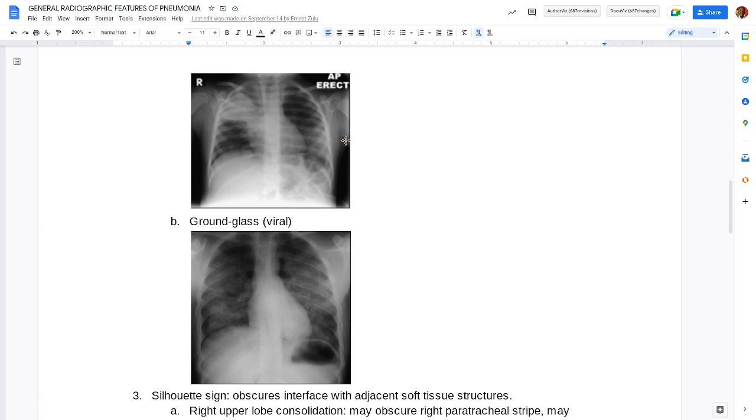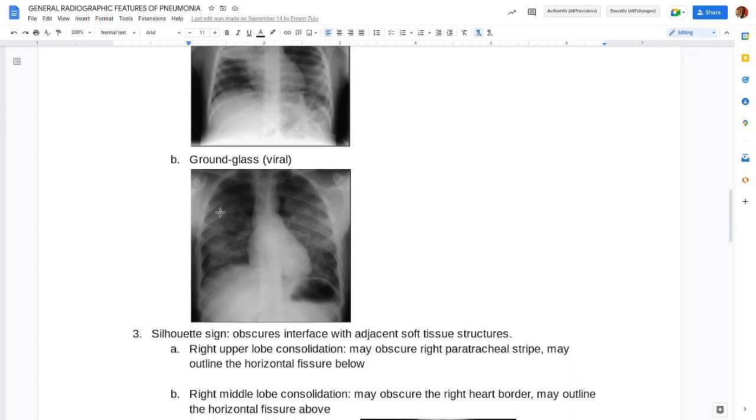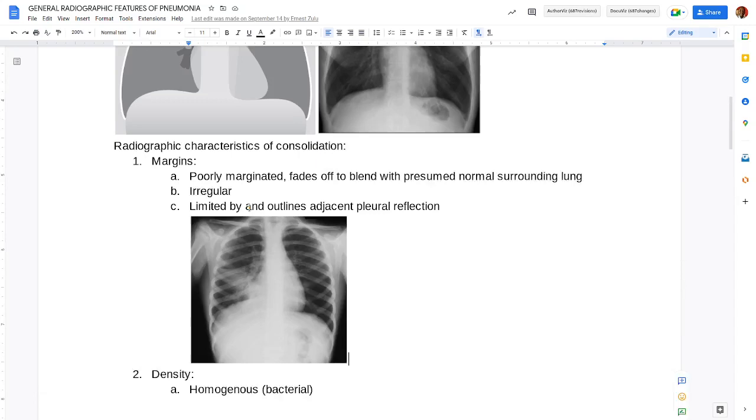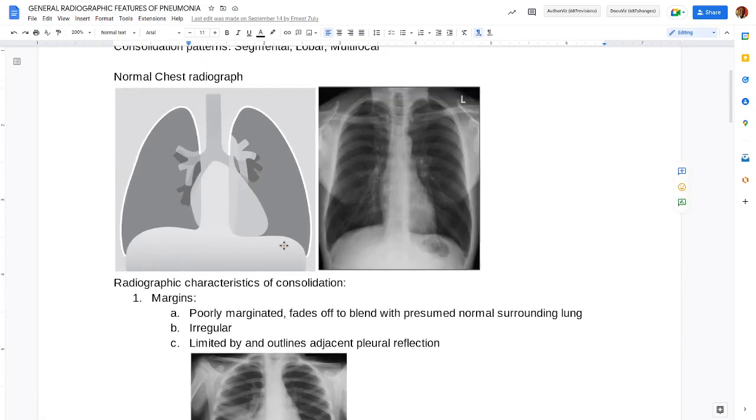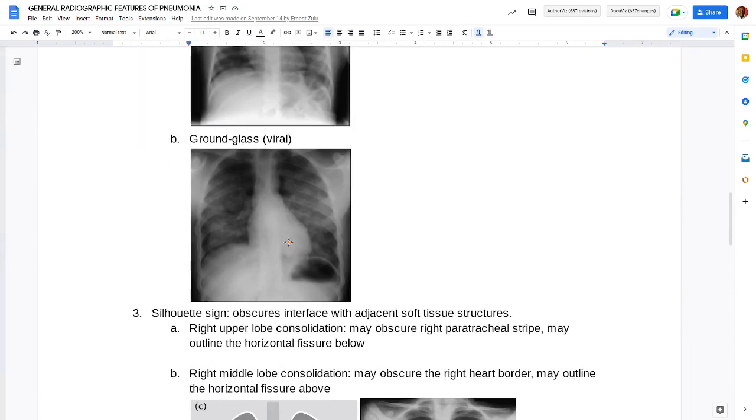If you look at this part, image B, and compare it with the normal one, you can literally tell that there is something wrong. Still, the margins will not be very well defined. You cannot tell the margins. But again, it's not as white as the other one will look. You still see that it's abnormal.